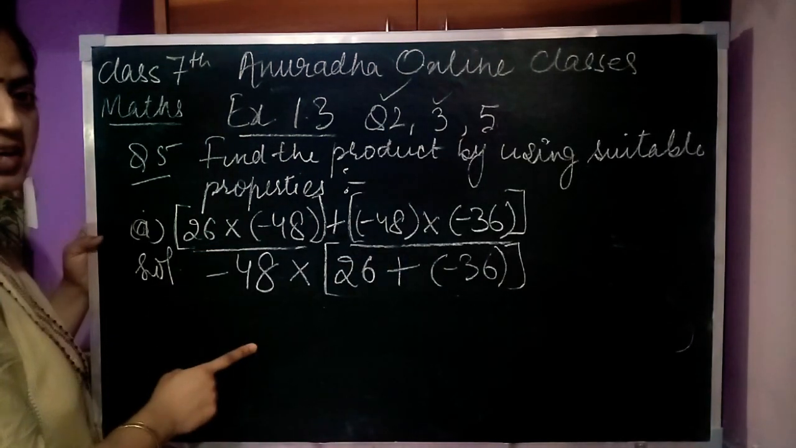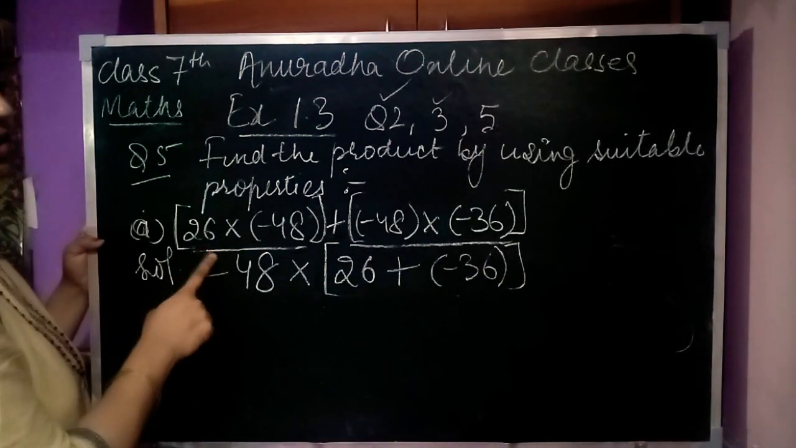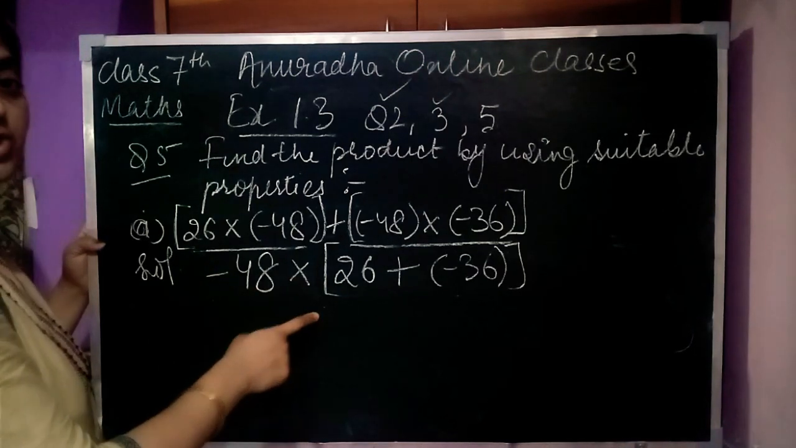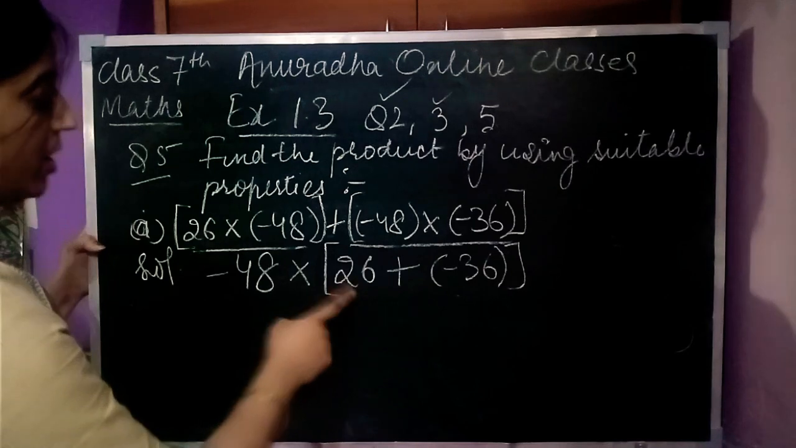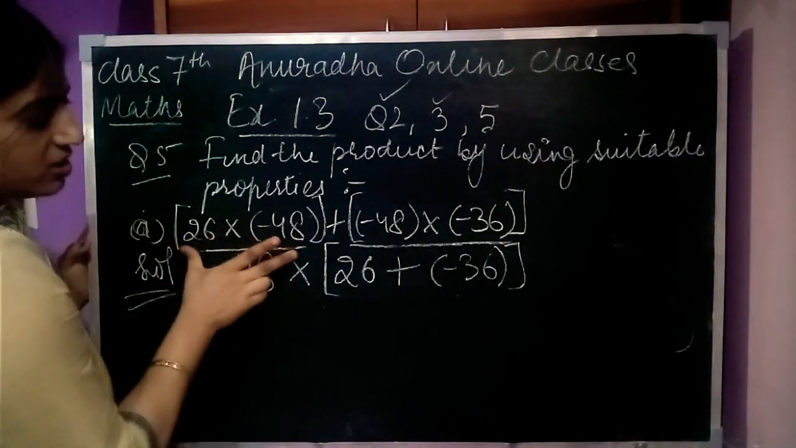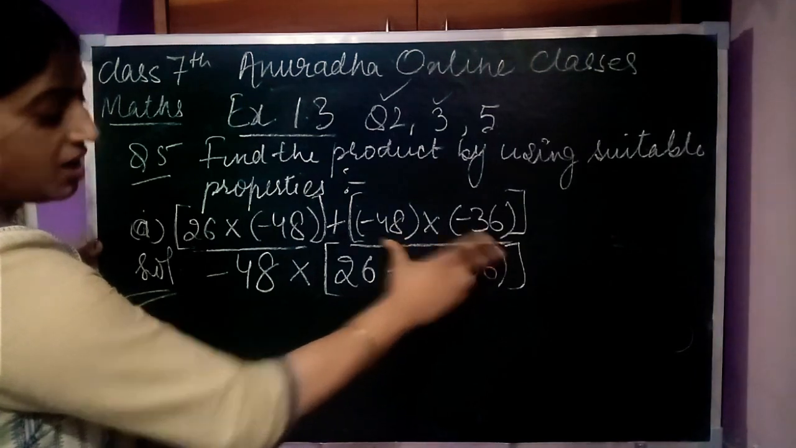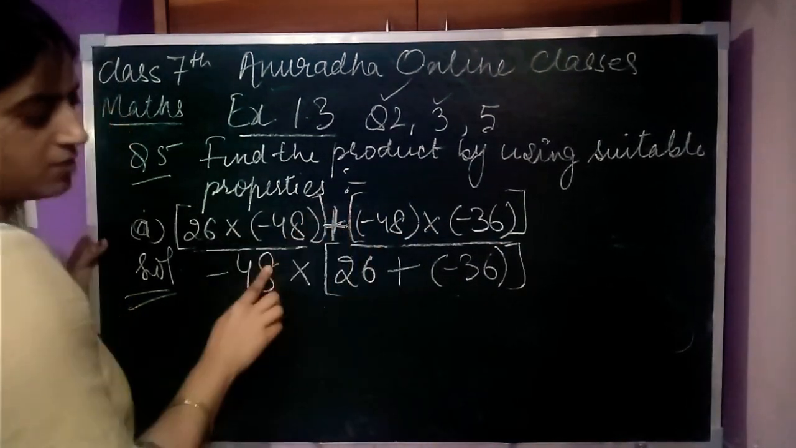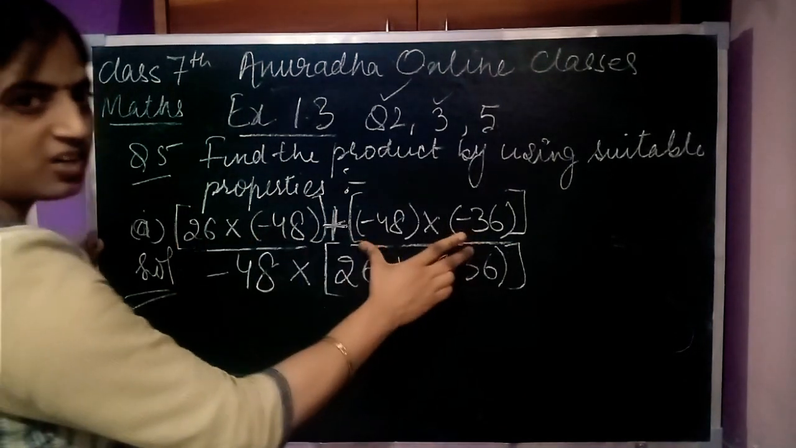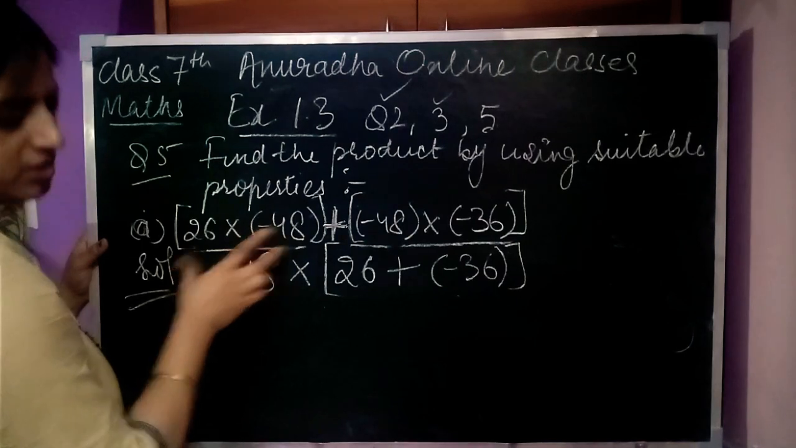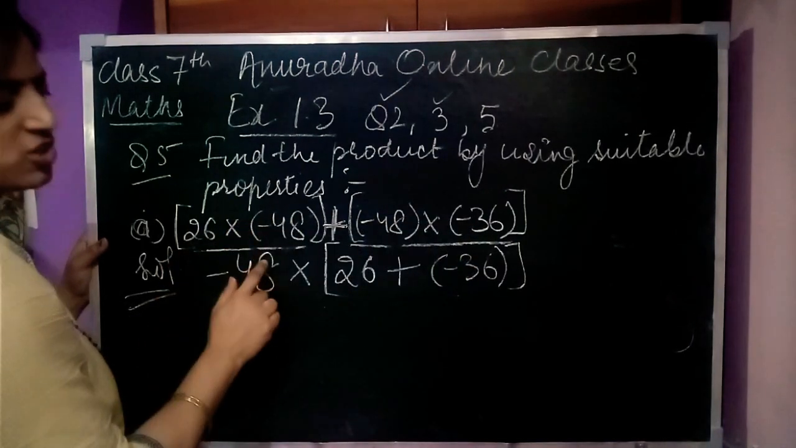I told you earlier which property is used over here. It is the distributive property of multiplication over addition, right? Now its solution starts like this. These are the two groups. In these two groups, see here, plus is written, which means one term is this and the second term is this.